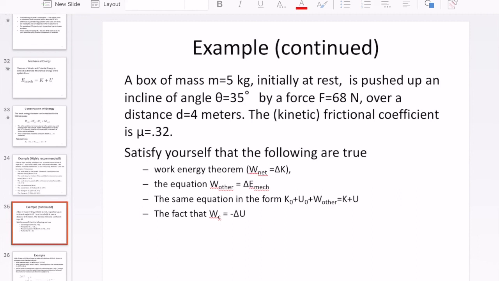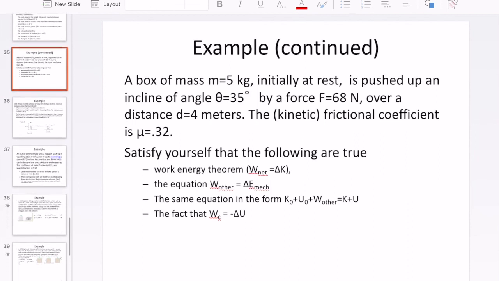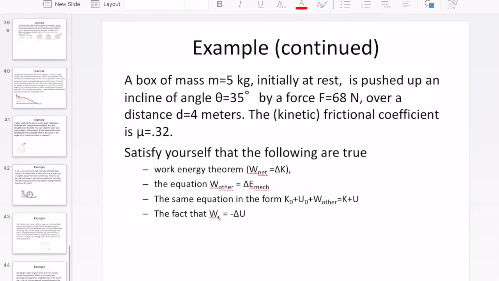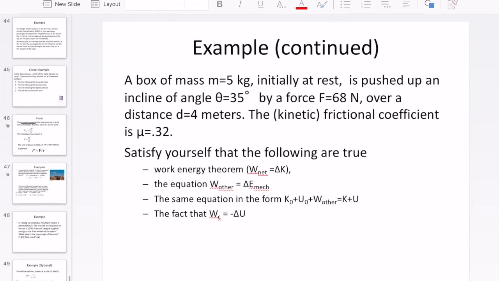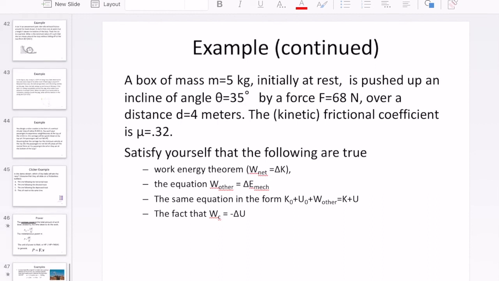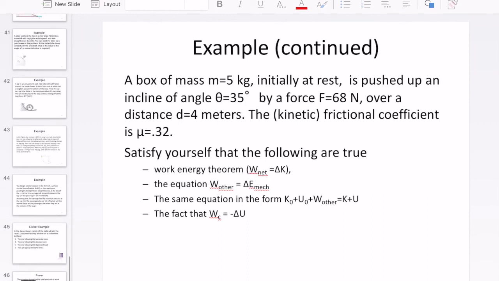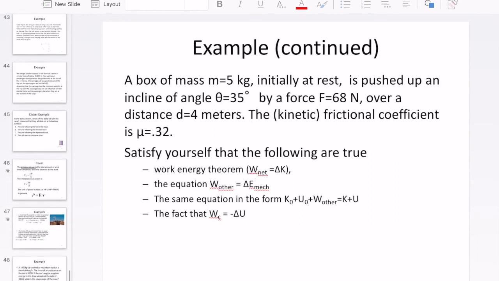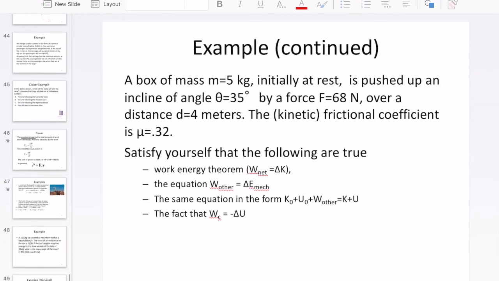Okay, in the next video, I think for the rest of this PowerPoint, I just have a few examples of applying all these concepts. So in the next video, we'll look at a couple of examples of applying the conservation of energy equation, and that will conclude chapters 6 and 7. Okay.